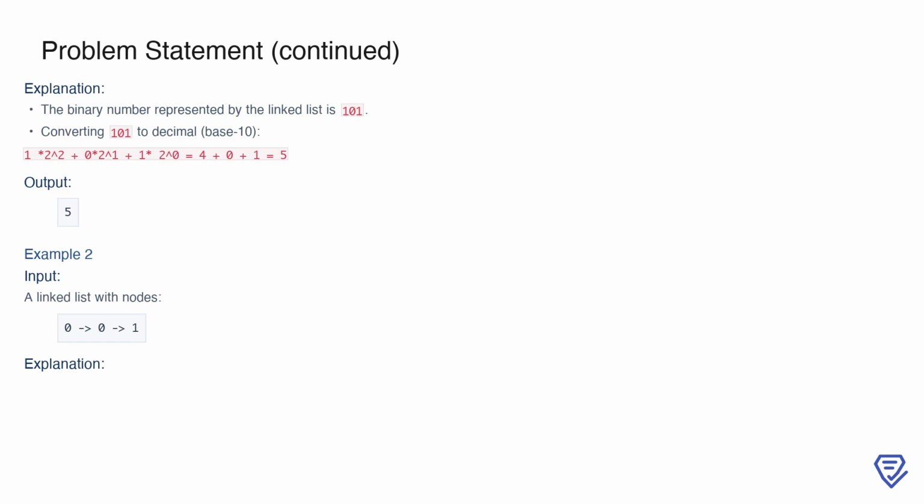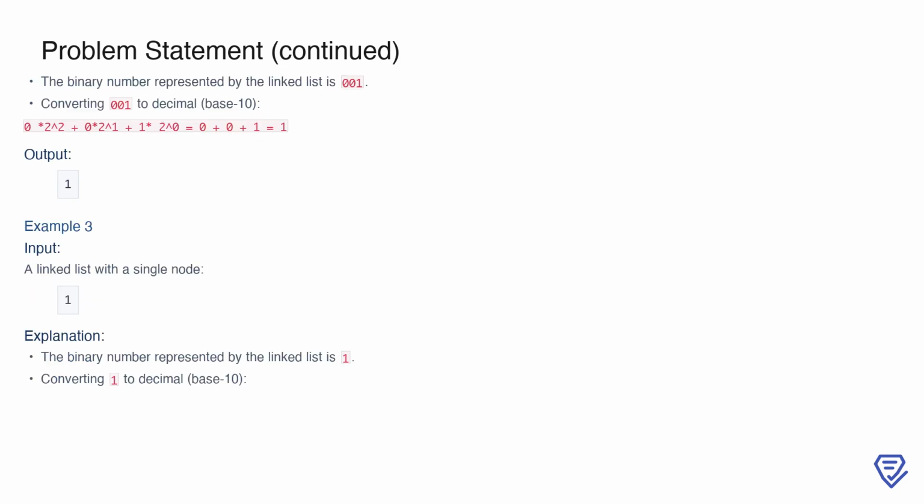Let's break down the example where the linked list has the nodes 1, 0, and 1. The binary number formed by these nodes is 101. To convert this binary number into decimal, you calculate the value of each bit by multiplying it by 2 raised to the power of its position, starting from 0 for the least significant bit. So, in this case, you start with 1 times 2 to the power of 2, which gives 4, then add 0 times 2 to the power of 1, which is 0, and finally add 1 times 2 to the power of 0, which is 1. Adding these together, you get 4 plus 0 plus 1, which equals 5. Therefore, the output for this example is 5.